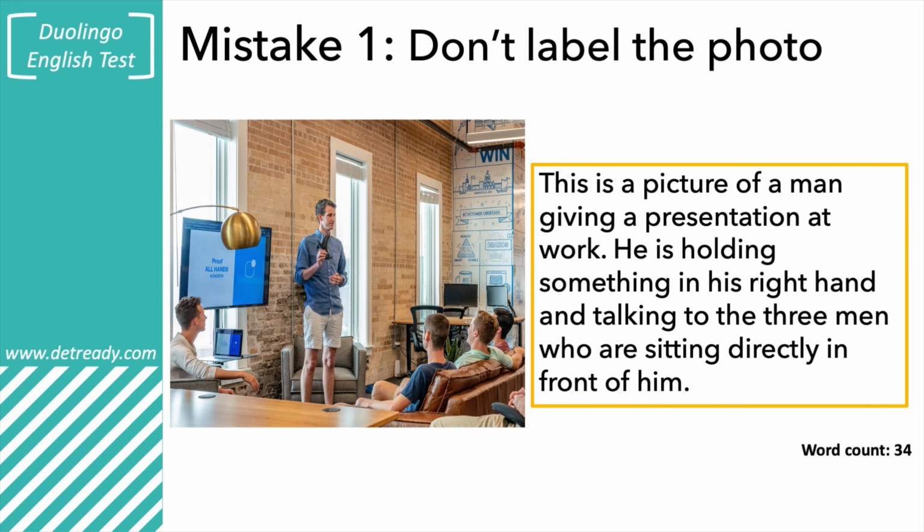Okay, now let's take a look at a good answer. This student wrote, "This is a picture of a man giving a presentation at work. He's holding something in his right hand and talking to the 3 men who are sitting directly in front of him." Of course, on the Duolingo English test, you only have 1 minute to answer this writing question. But still, it's really important that you go beyond labeling and try to describe what you see.